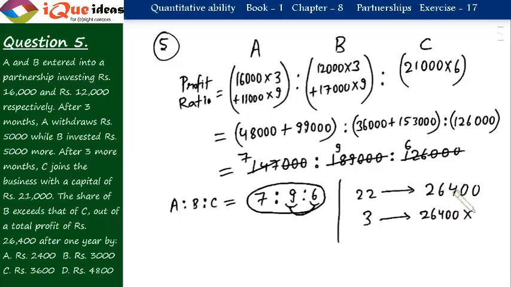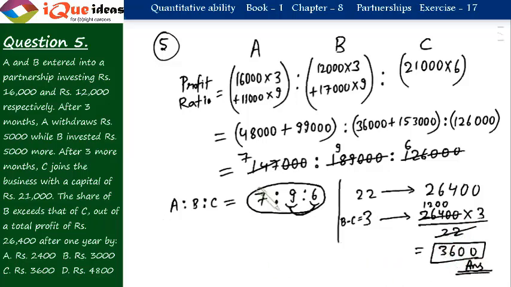26,400 into 3 divided by 22. So the required difference, I'll say it is B minus C equal to. So 22 cancels 264 because both are divisible by 11 and both are even, so you can cancel directly by 22. It comes out to be 12 times. So it is 1200 into 3, that is 3600. So the required difference is 3600. This is the answer.